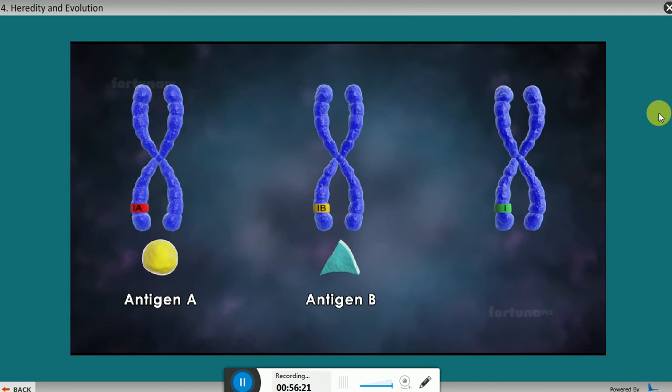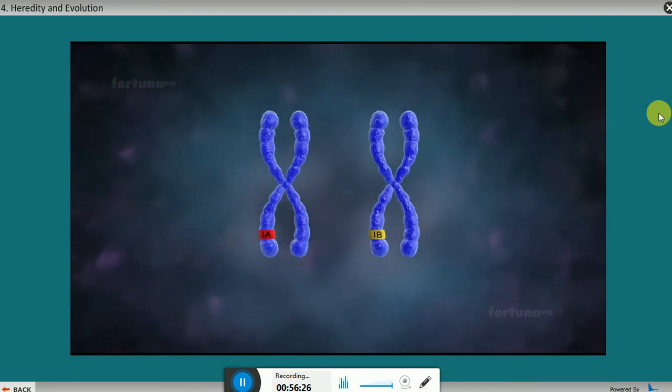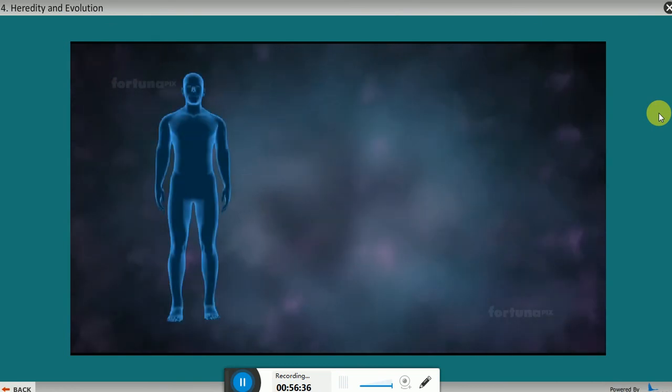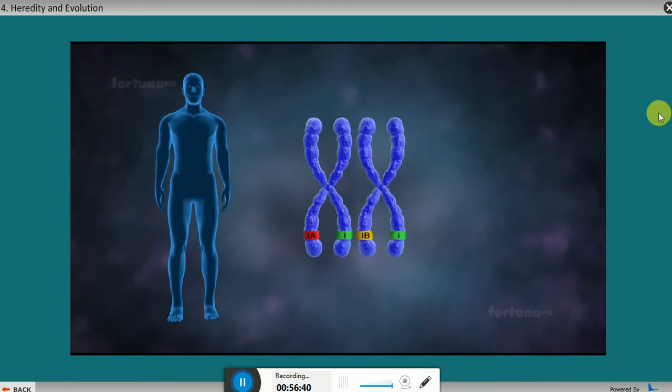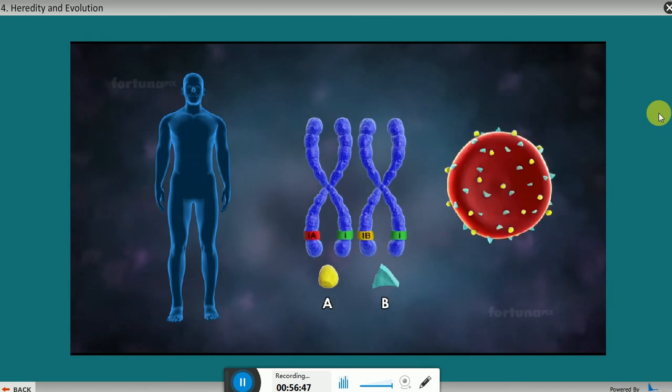During inheritance, the two dominant alleles will not blend, but will instead be expressed in the phenotype as two different traits. An individual with IA, IB will produce both A and B antigens and will therefore possess AB blood group.